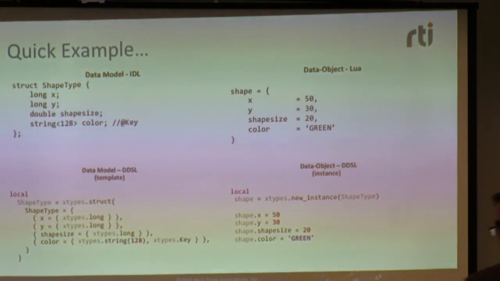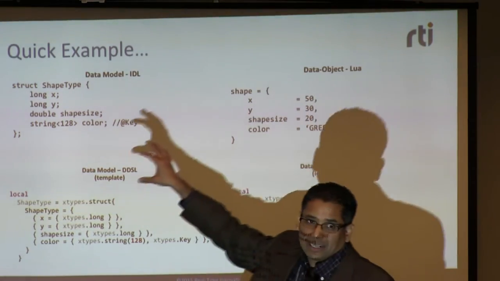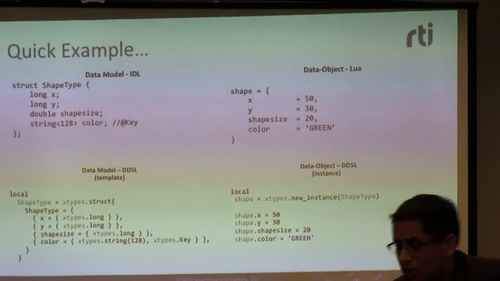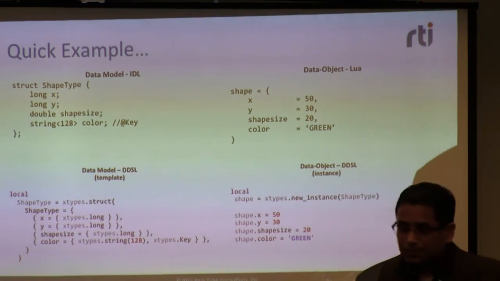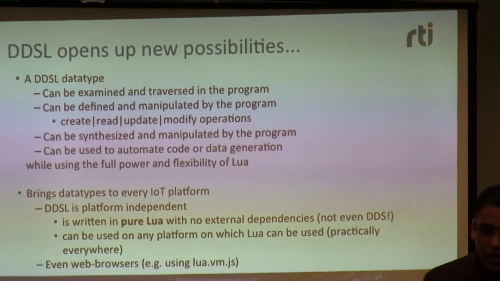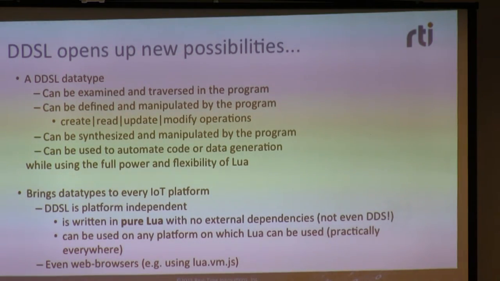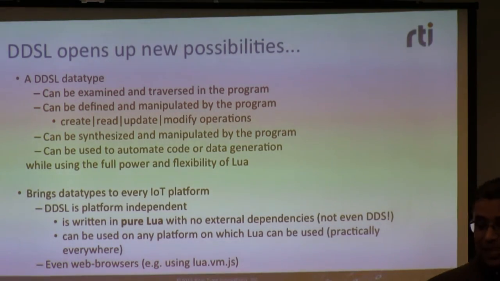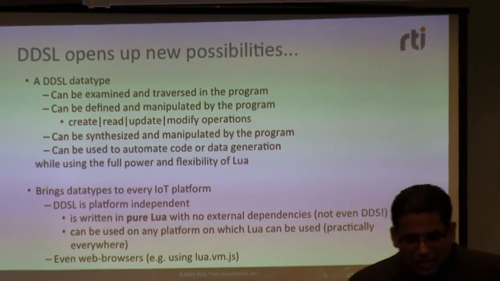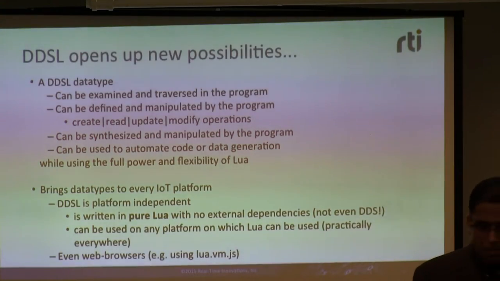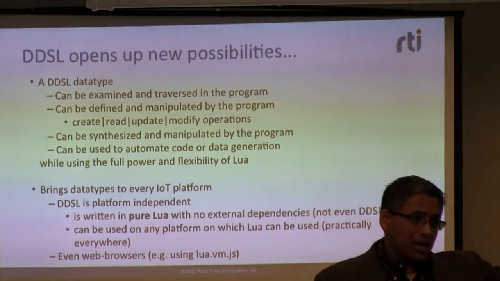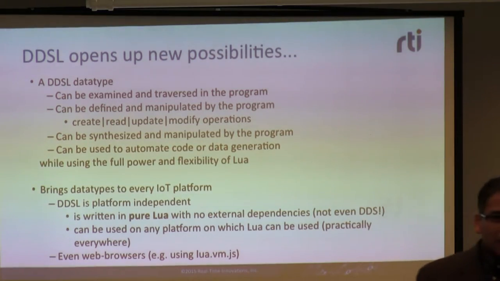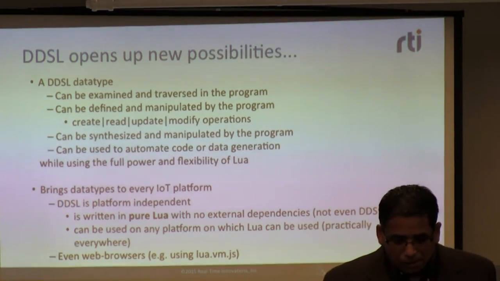And where it gets interesting is when this structure gets very complex, right? The nesting and things like that. So it gives you some very natural iterators here. It opens up some new possibilities because now it can be fully examined in Lua. You can manipulate a data type. Previously, you would have to define it in IDL, and it's static. Now you can create, read, update, modify your entire data model.